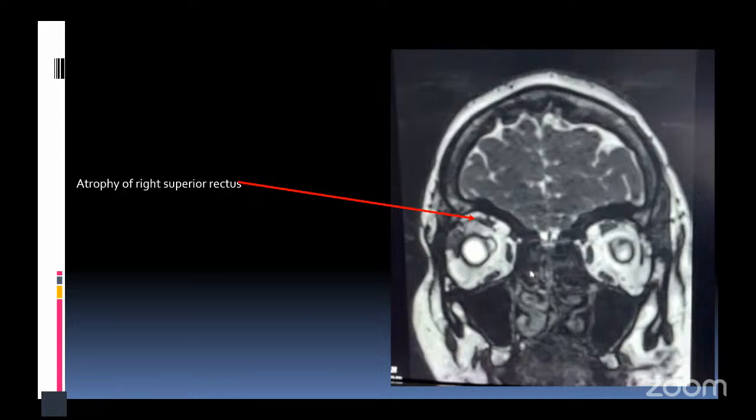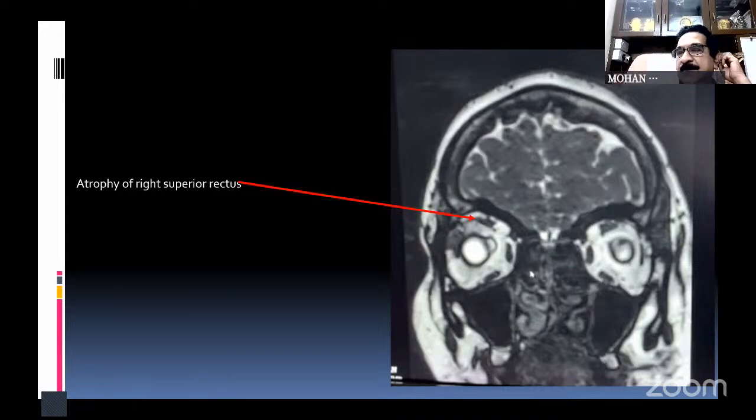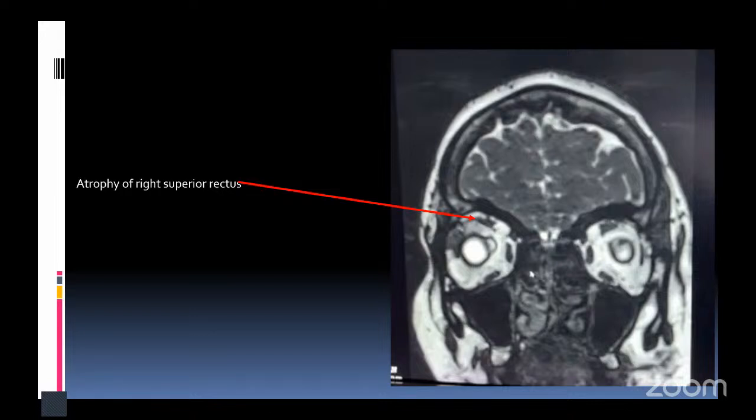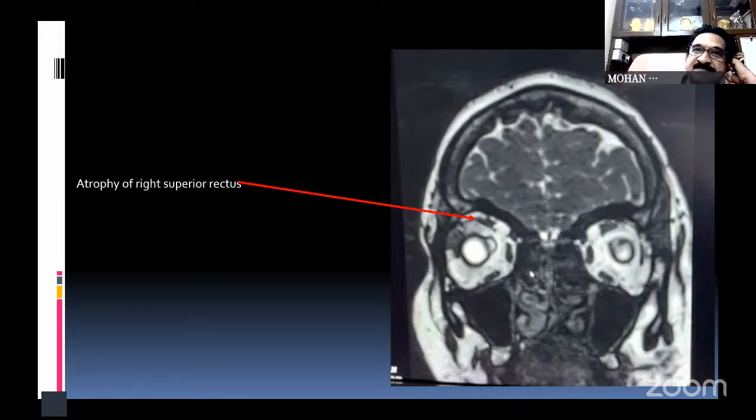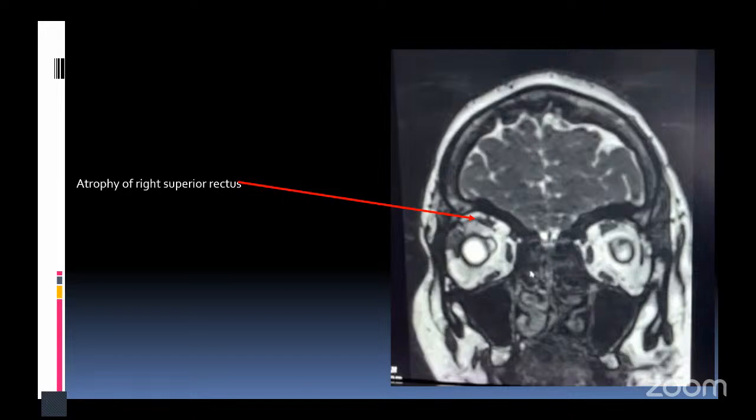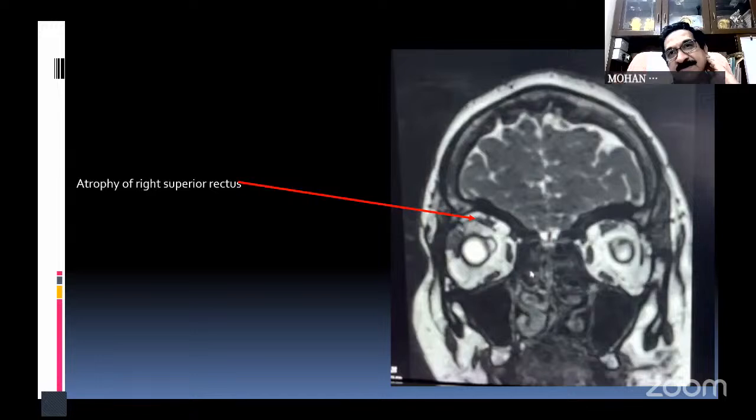So what is the size of the pupil and how does it react? Pupil is normal, reacting, rest of everything is normal. Other muscles, lateral movements are all normal. Downward movement is normal, no long tract signs, nothing. Sir, corneal anesthesia or anything? Normal. No sensory loss. All other things are normal. That is why I did not show all the findings.